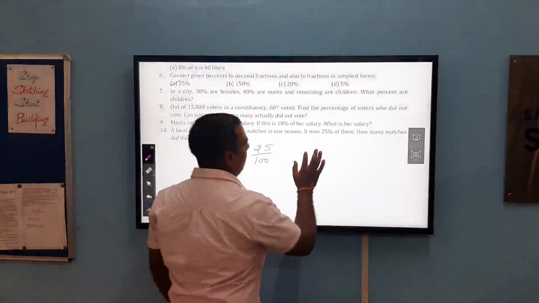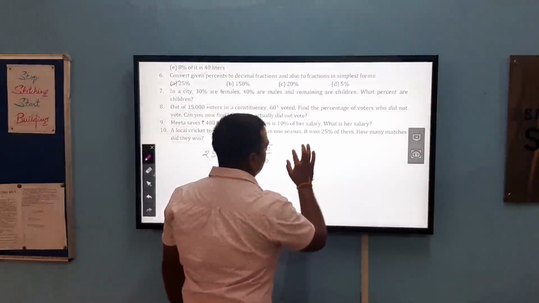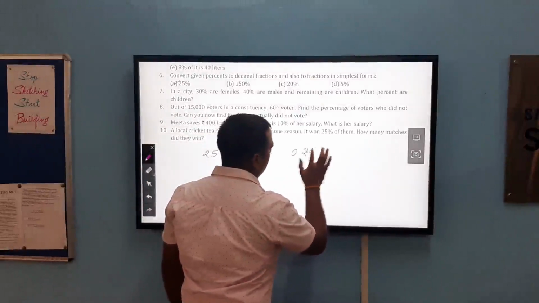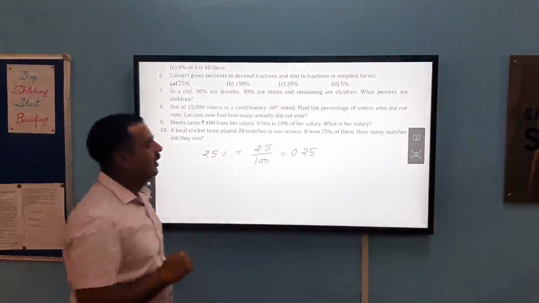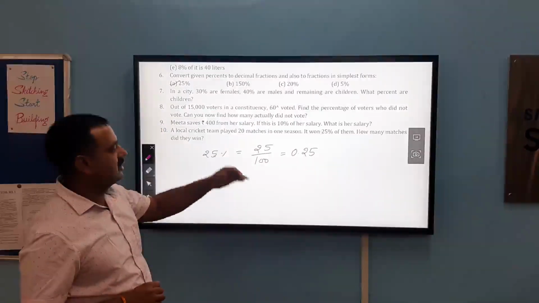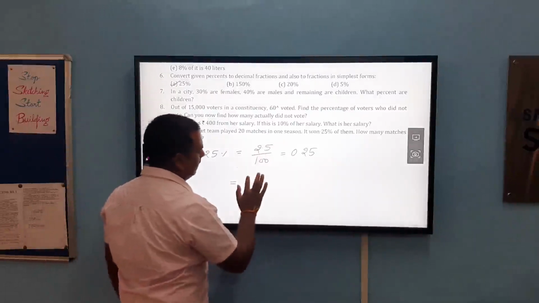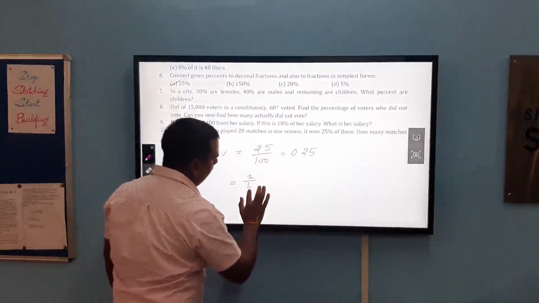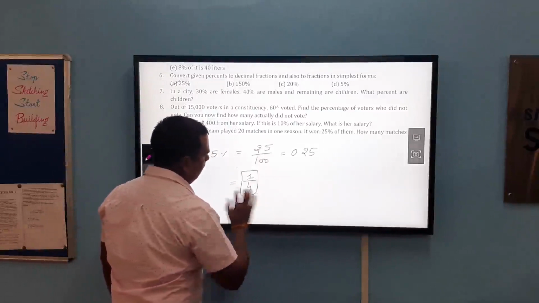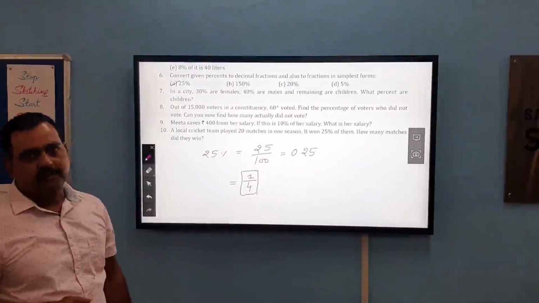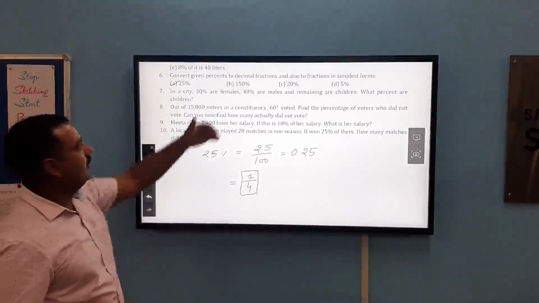If you want to convert it into decimal, then it is 0.25 in decimal form. And if you want it in the simplest form of the fraction, then after simplification we get 1 upon 4. This is the fraction in the simplest form. Similarly, we can do other parts.